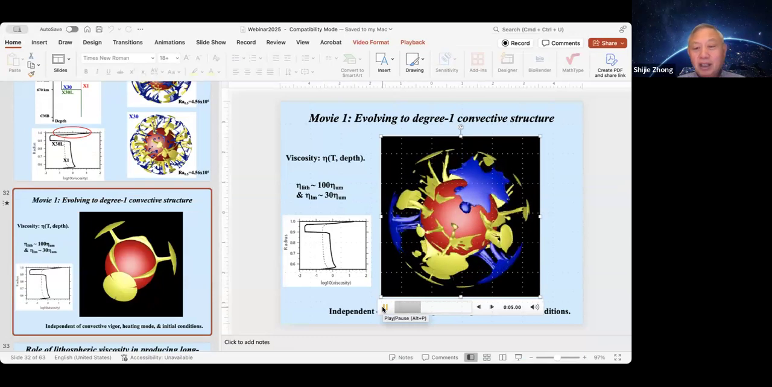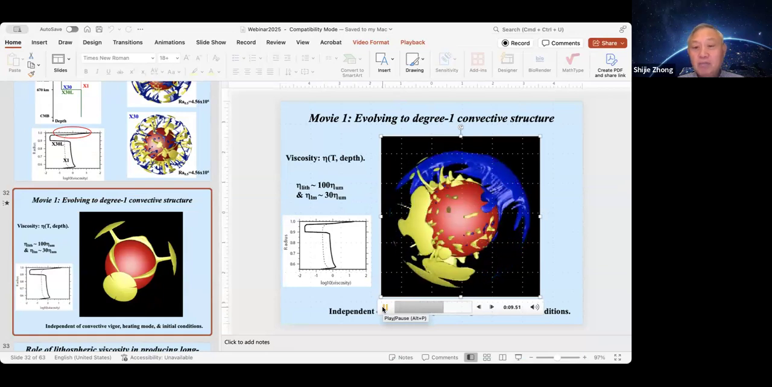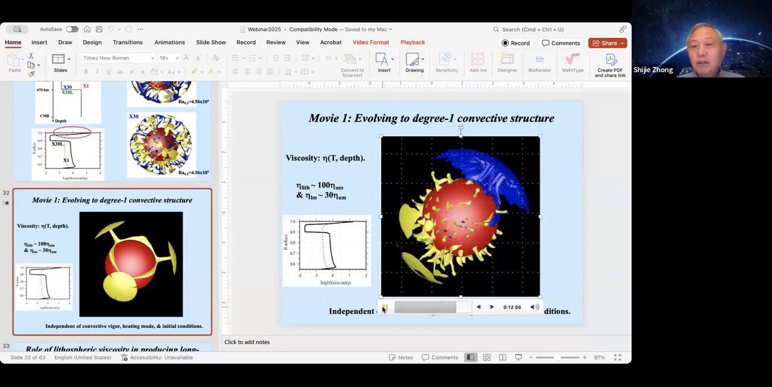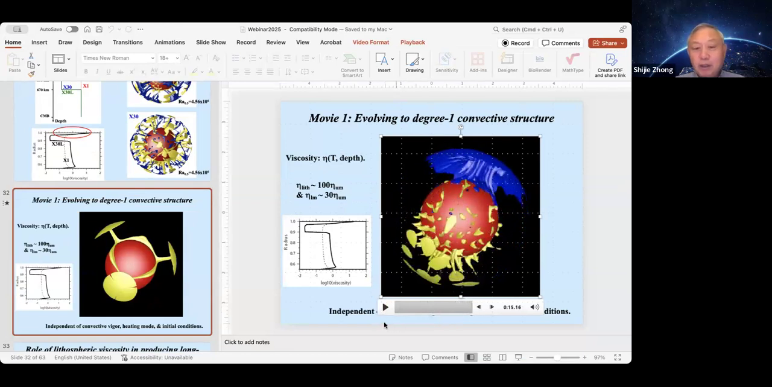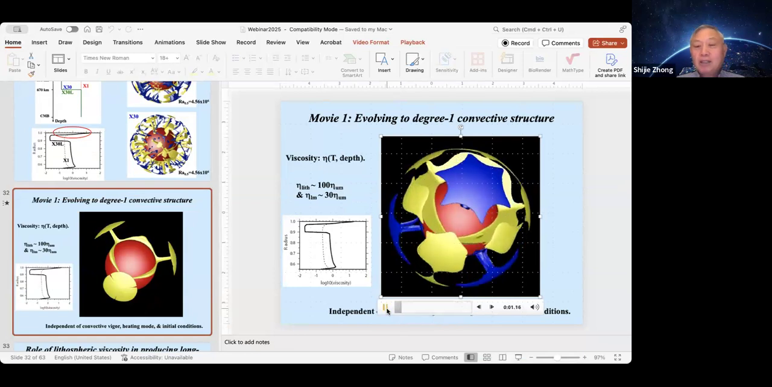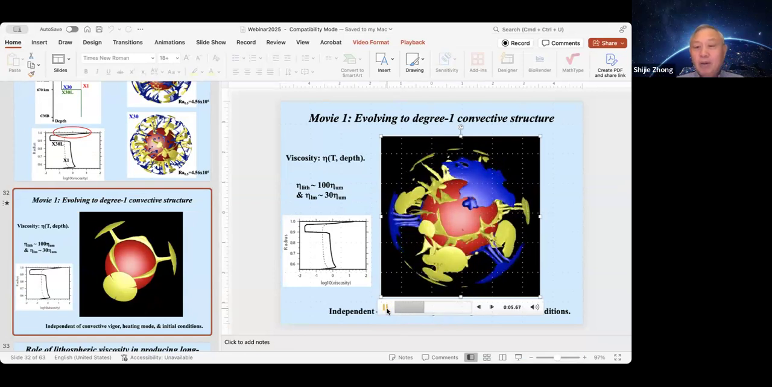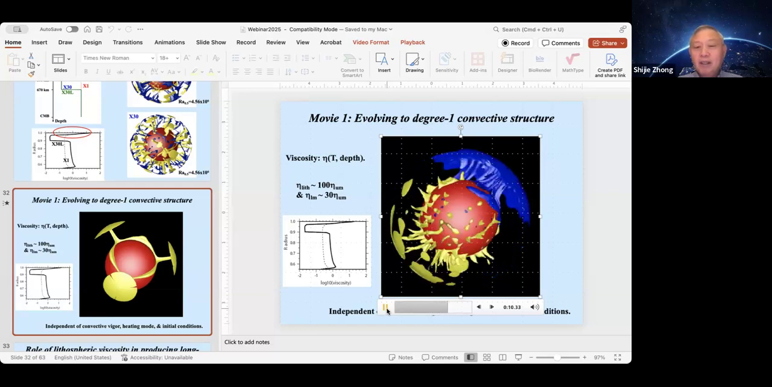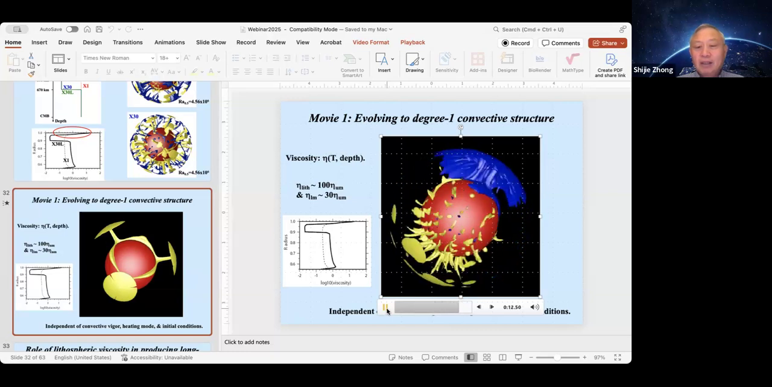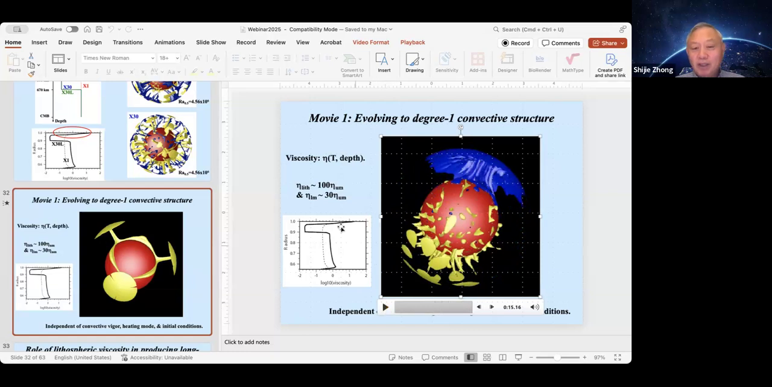So what you see here is an animation of this convection, right? You start with relatively short wavelengths, but the convection will self-organize with this kind of viscosity that I just discussed, such that you would produce basically degree 1 convection, one hemisphere that is cold downwellings, the other hemisphere that is hot upwellings, right? And so we think this is how you produce this degree 1 convection with this kind of viscosity structure, right?